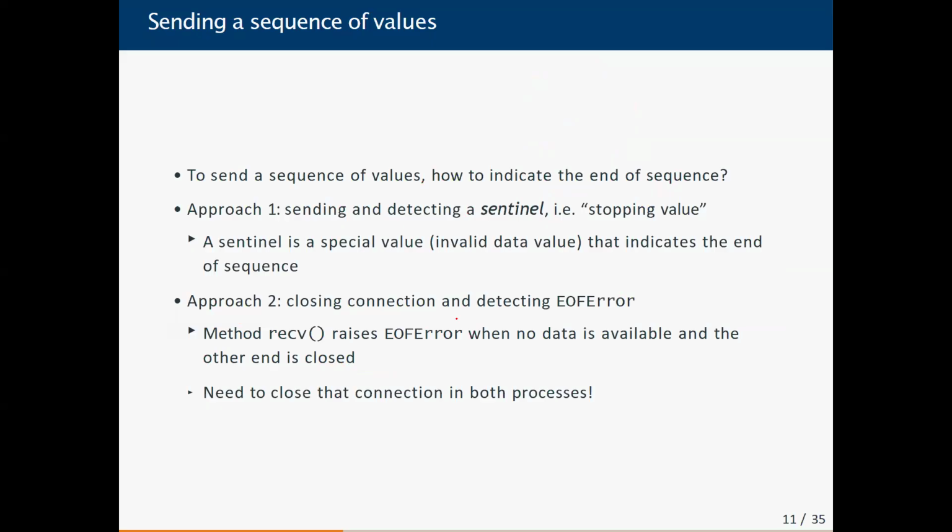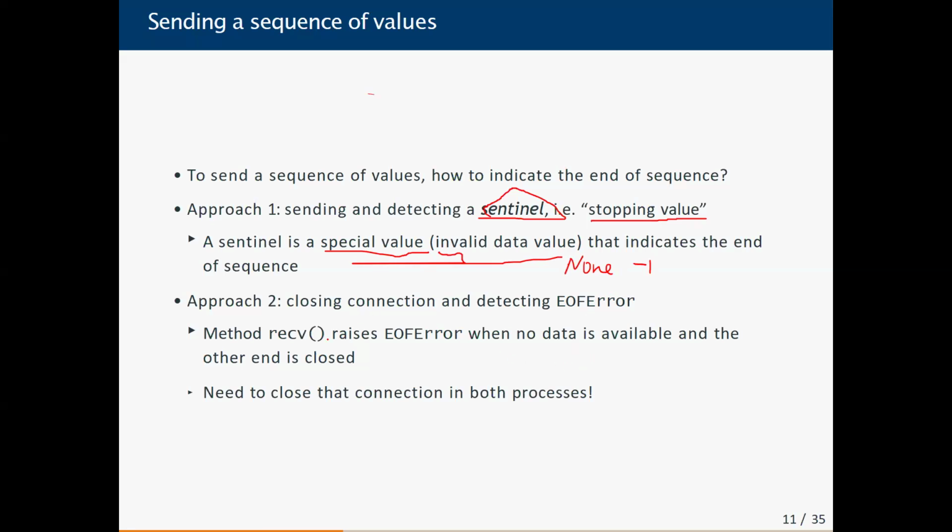And then how do we send a sequence of values? Or we say, how do we know the end of the message? So there are two approaches. One is to use a sentinel. This is just like a stopping value, some special value that will not exist in the message. It's better to use some invalid data value like None. For example, you can use None, or -1, something like this.